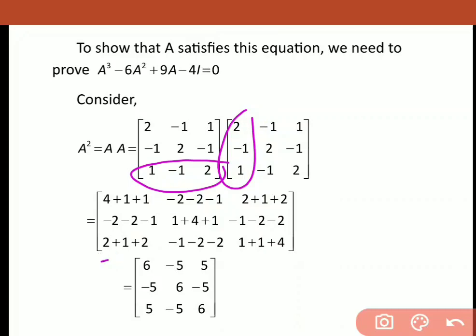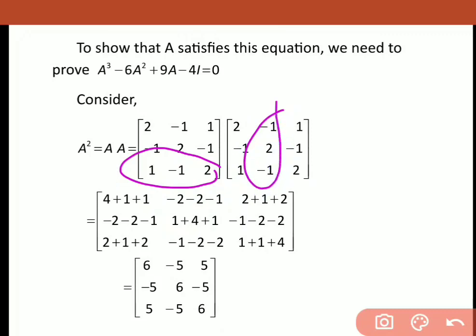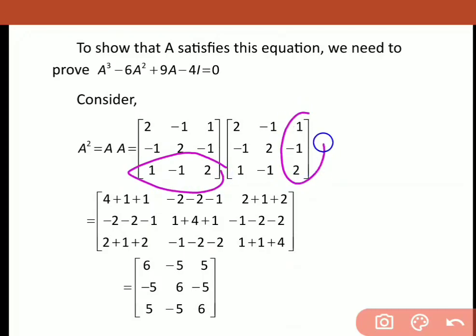1 into 2 is 2. Then minus 1 into minus 1 is plus 1. 2 into 1 is 2. Similarly, this third row into second column: 1 into minus 1 is minus 1, minus 1 into 2 is minus 2, 2 into minus 1 is minus 2. Lastly, third row into third column: it is 1 into 1 is 1, minus 1 into minus 1 is plus 1, 2 into 2 is 4. After simplification you will get 6, -5, 5; -5, 6, -5; 5, -5, 6.